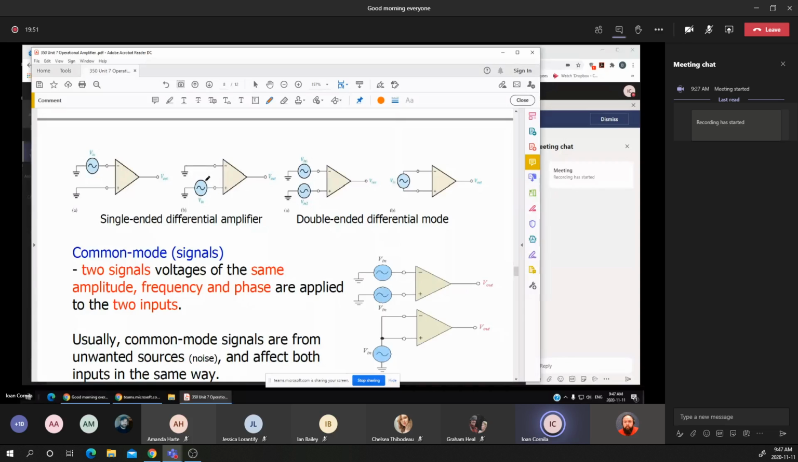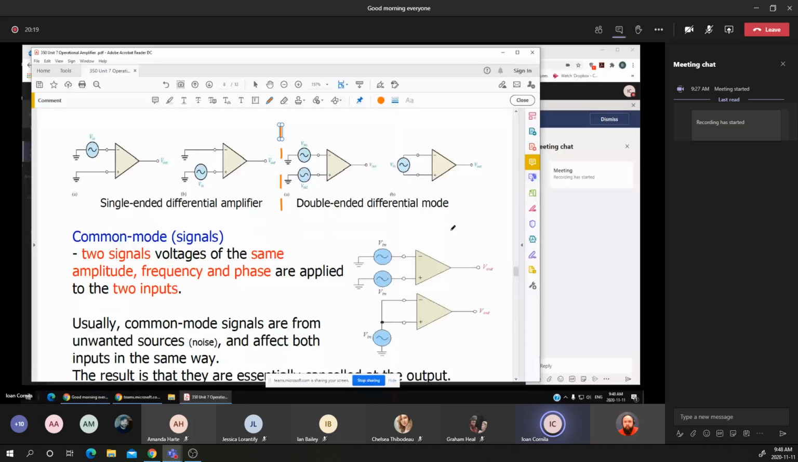In the same way, we can connect the input voltage to the non-inverting input, and the other input is connected to the ground, or the inverting input is grounded. That's the single-ended. You notice that one of the two inputs actually has to be connected to the ground, and we are moving into double-ended differential mode.